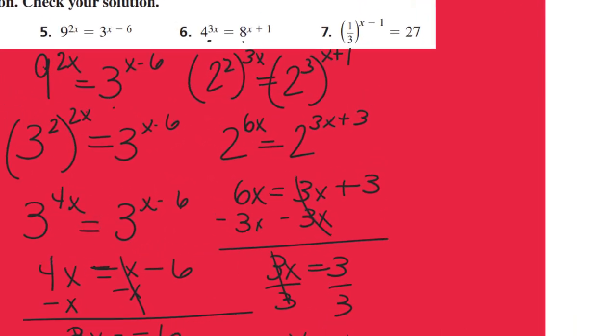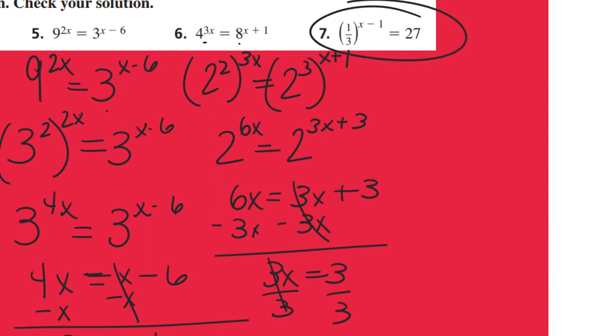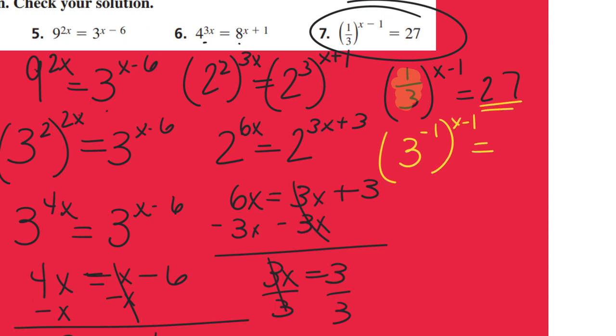And finally, we're moving on to number 7. I'm going to automatically have 1 over 3 to the power of x minus 1 equals 27. Here, I'm going to rewrite everything, correct? So I know that this 3 right here, 1 over 3, I can have it rewritten as what? 3 to the power of negative 1 over x minus 1, and 27 with the same base. I'm going to have 3 to the power of 3 gives me 27.